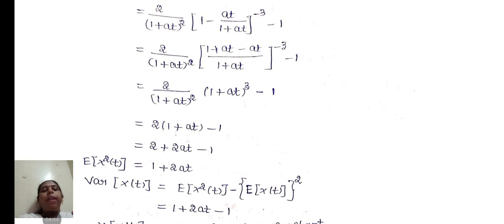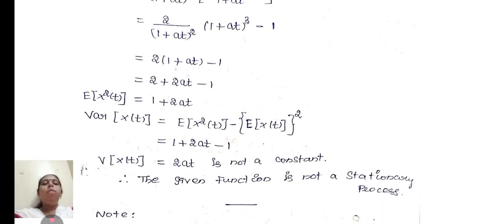We need to calculate the variance. We know the formula for variance: E of X squared minus (E of X) whole squared. So E of X squared we calculated as 1 plus 2at, and the mean E of X is calculated as 1. So (1 plus 2at) minus 1. The 1 will get cancelled, so we get the variance equal to 2at, which is not a constant. It is a function of t. So the given function is not a stationary process. Thank you.